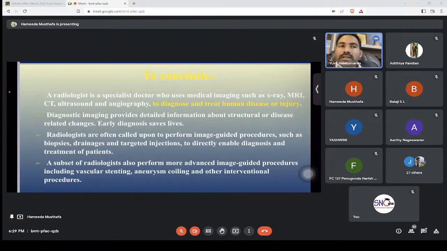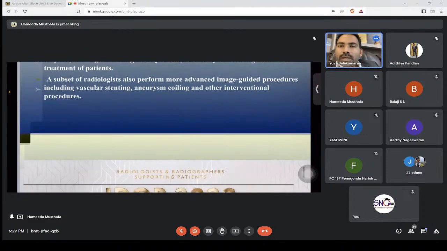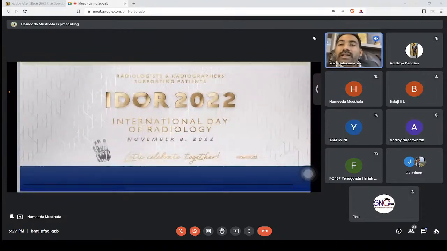So radiology is the first line of the medical field, based on which the treatment is going to be done. We have to know the diseases and which scan to do for which disease, and based on that scan report, we are going to treat the patients. Next. We are going to celebrate the International Day of Radiology on November 8th, and we can celebrate together.